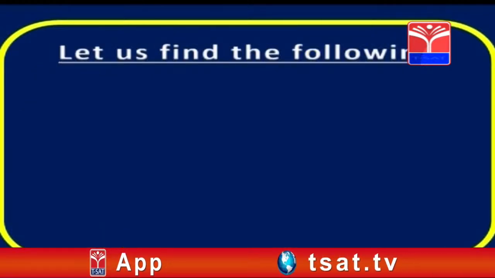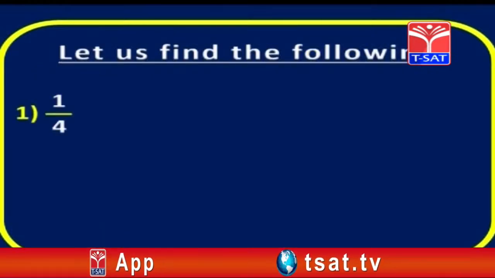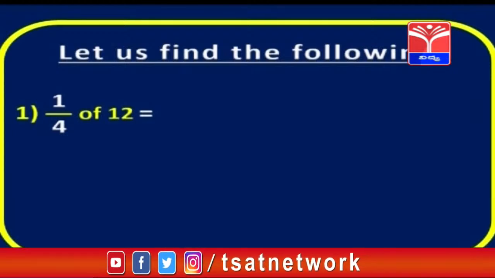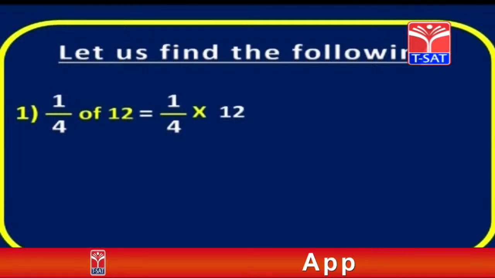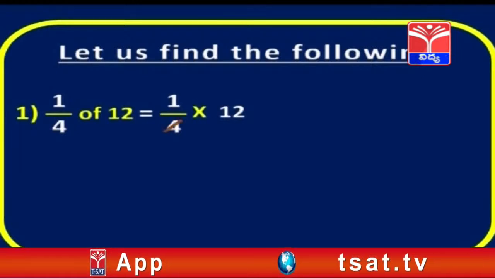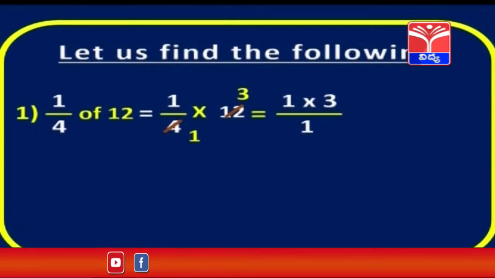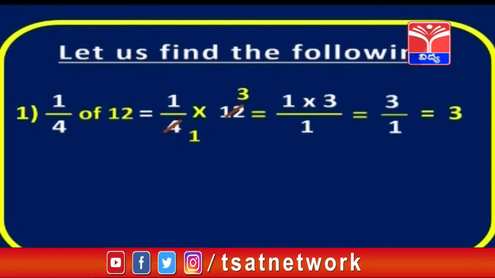Let us find the following. 1 by 4 of 12. Children, what do you have to do now? It is 1 by 4 of 12. So we have to write it as 1 by 4 into 12. Can we cancel any terms here? Yes, 4 1s are 4, 4 3s are 12. So what I am getting here? 1 into 3 by 1, which is equal to 3 by 1, which is equal to 3.